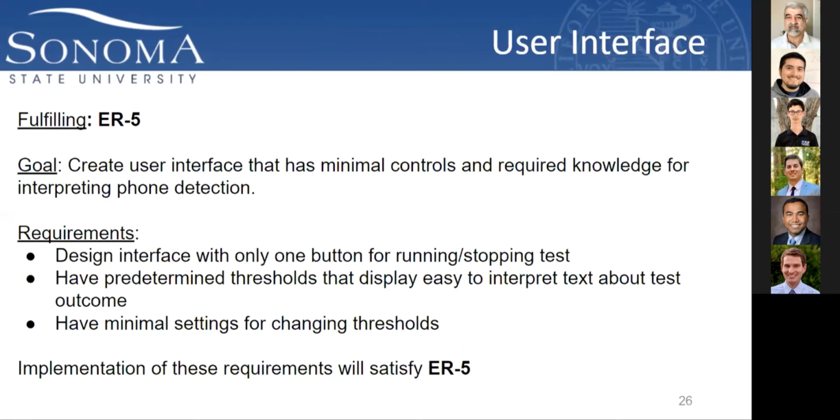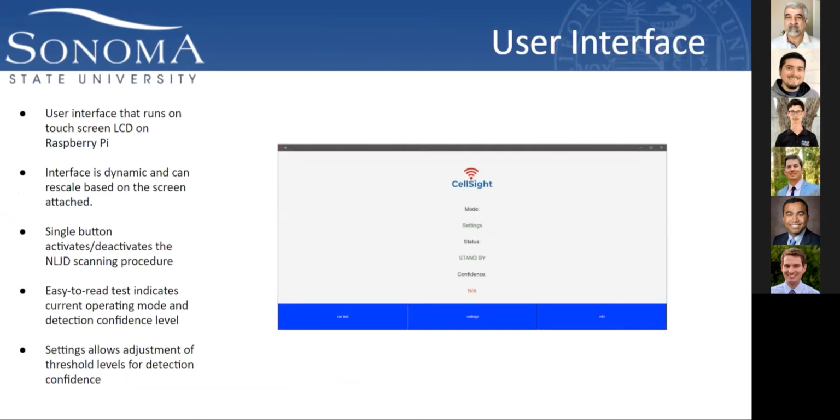One of the key requirements that the client requested was that we have minimal controls and not need an engineering background to operate this device. Particularly, he didn't want any audio because this would alert inmates if they were running this test. So we designed a rather simple Python GUI that would run on the Pi and be used on the touchscreen. It's dynamic, so you could put it on any screen that gets attached to your system to improve modularity. A single button activates a nonlinear junction scan, and it has easy to read test indicators.